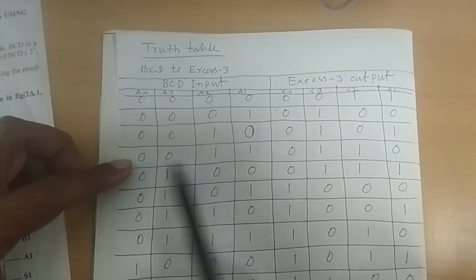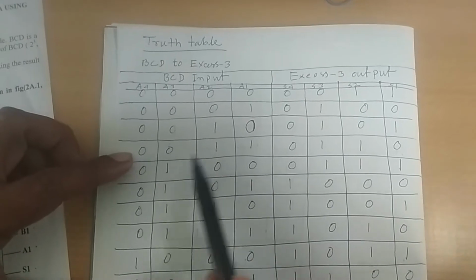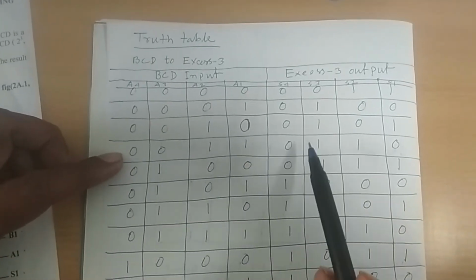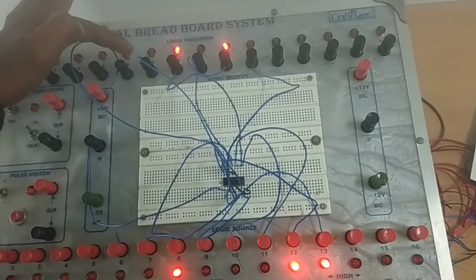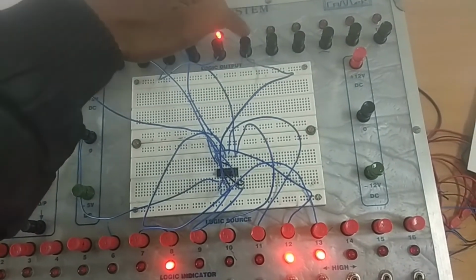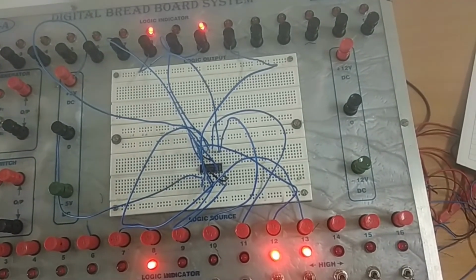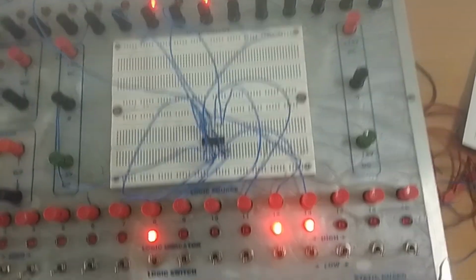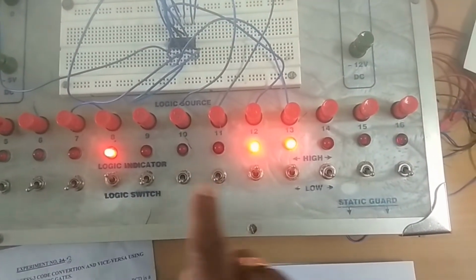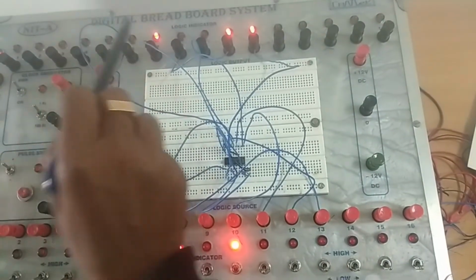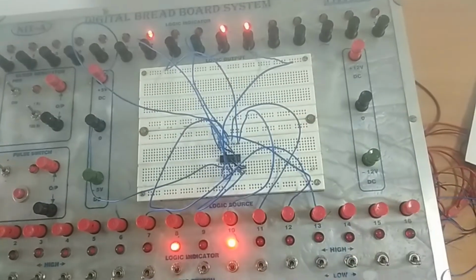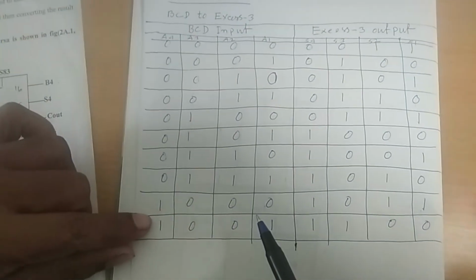Now we are checking 0 0 1 1. If we put 0 0 1 1 on the input side, then we will get 0 1 1 0. You see the output is 0 1 1 0. Now we are checking 1 0 0. The output will be 1 0 1 1. You see the output is 1 0 1 1. Likewise we can check all the combinations.